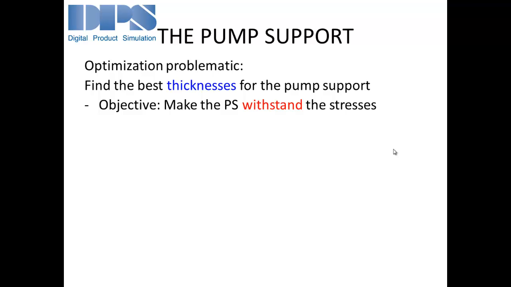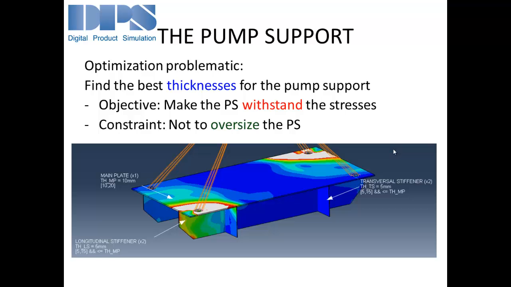But also, because it is an optimization problem, we want, as a constraint, not to oversize the pump support too much, which means that we will be able to find the best design, or one very good design, to avoid wasting a lot of material, a lot of steel, to avoid making the pump support very heavy, etc. So here at the pump support, in fact, we have three components.